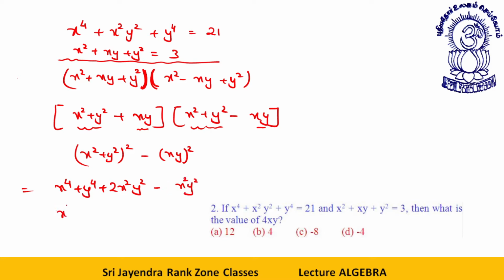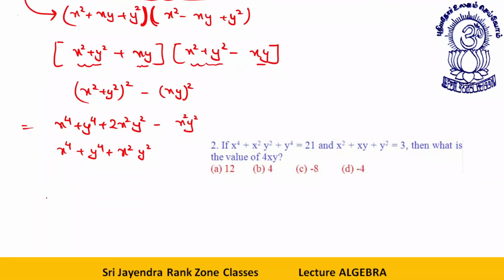Okay. So finally, what do I get? x⁴ + y⁴ + x²y². So what does it mean? It means this thing can be written as this thing. Okay, dear students. So if this is 21, I can say this is equal to 21. But I'm writing all this again for you, my dear students. That is x⁴ + y⁴ + x²y² is equal to (x² + y² + xy)(x² + y² − xy).